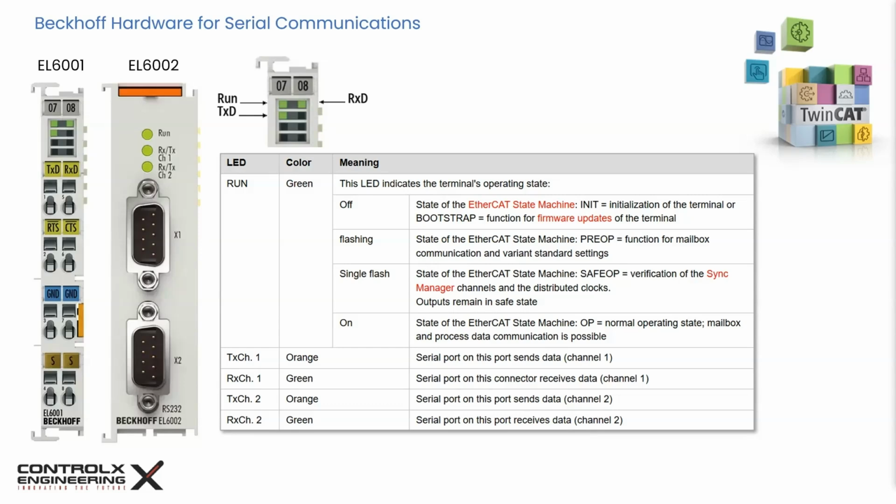The other LEDs indicate the data transmission status. The EL6001 has two green LEDs, one each for data transmitted and data received. The EL6002 has two channels and uses dual color LEDs, one for each channel. The corresponding LED turns either green to indicate received data or orange for transmitted data.